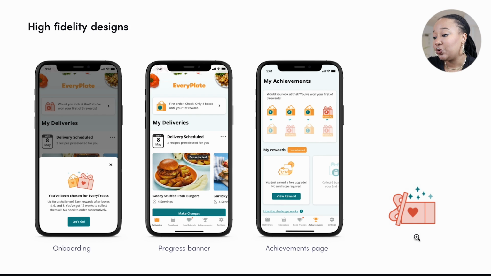Then I wanted to show them the design a bit more zoomed in, so I was talking to them about the onboarding and what that experience was like, the progress banner, the specific achievements page, and then I had also done this animation which would show anytime you accepted a reward, so it would open up and show these sparkly things, which is just an opportunity for us to create some delight, some fun.